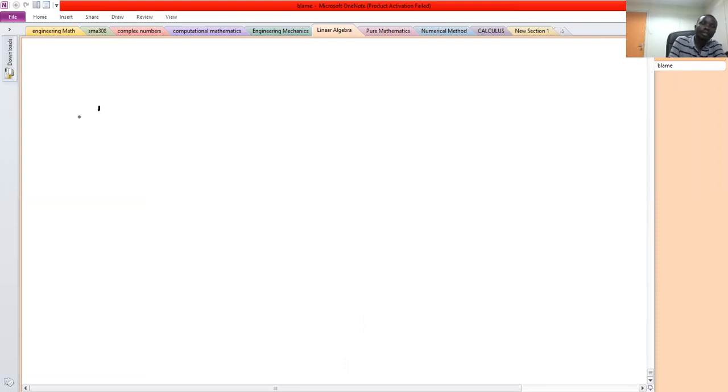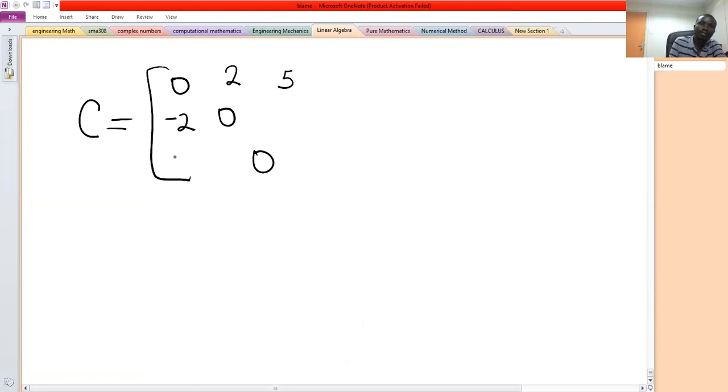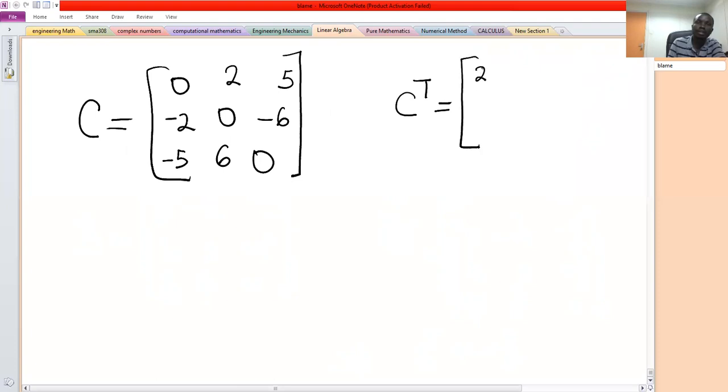And then you can even say C, 0, 0, 0, 2, minus 2, 5, minus 5, 6, minus 6 is skew symmetric because the first thing is a square matrix and all the elements along the main diagonal are zeros. And then if you get the transpose of this matrix, you get 0, 2, 5, minus 2, 0, minus 6, minus 5, 6, 0.